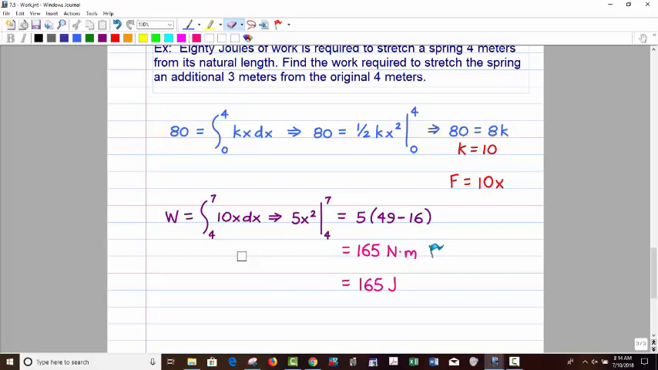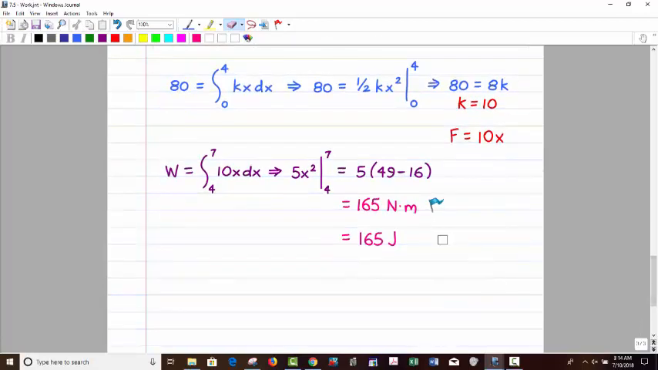Okie doke. And so there we have it. 10x dx. Antiderivative of that would be 5x squared. Put in 7, put in 4. 5 times 49 minus 16 is 165 Newton meters. Since we're not using centimeters this time, we are already in the joules format. And when I put these flags, I'm kind of indicating that is the right answer. Technically, it's the right answer. All I've done here is just change the units to joules.